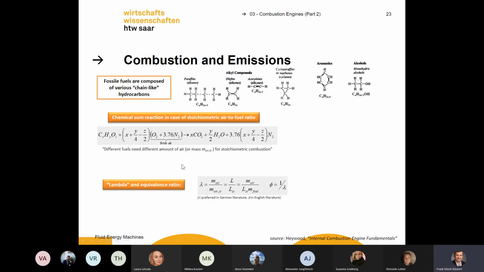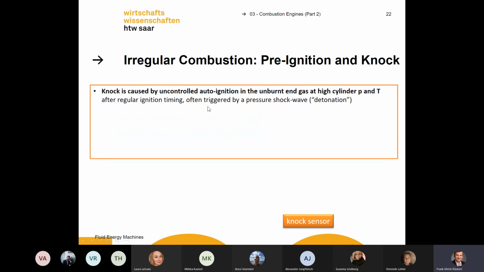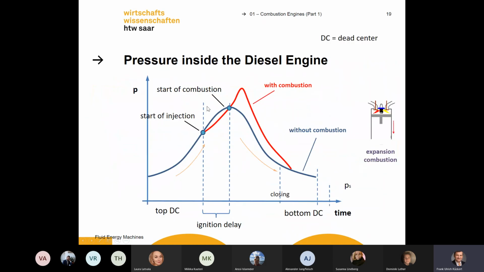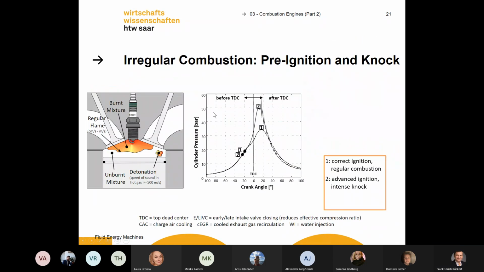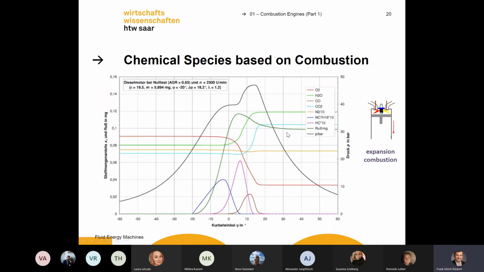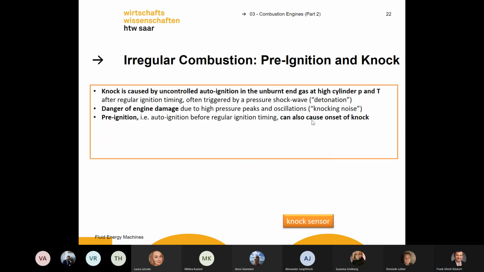Okay, have a short look at combustion and emissions. I already told you we have fuel. Here, I showed you an example for a hydrocarbon, C7H16, but it's only an example. Chemistry is much more complicated.